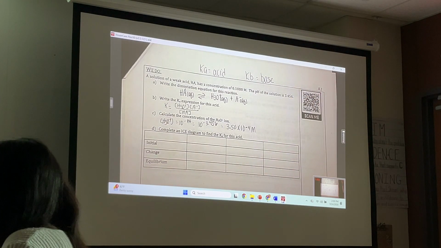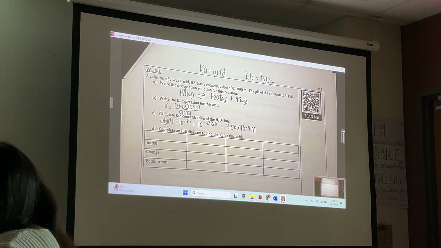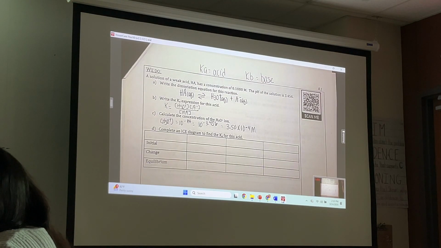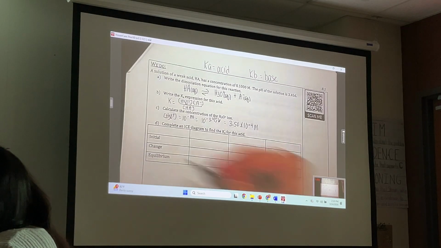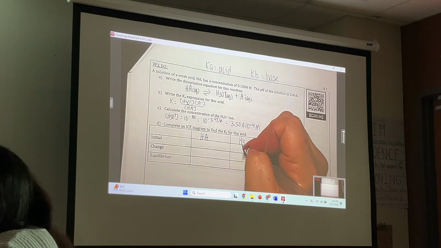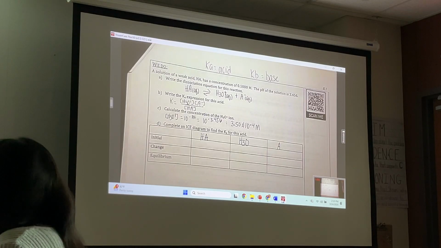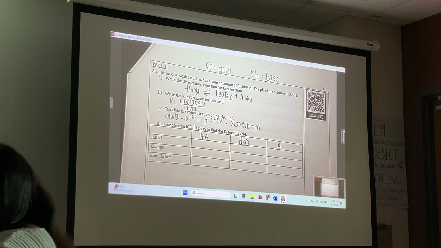Again, everything that we just did is Unit 7. Now let's see how we use Unit 7 in Unit 8. It says to complete the ICE diagram to find the Ka for this acid. All right, let's go and set up our ICE table. I'm going to go ahead and put my HA at the top. I have H3O and A-. We need to know what we have initially going in before we can do anything.